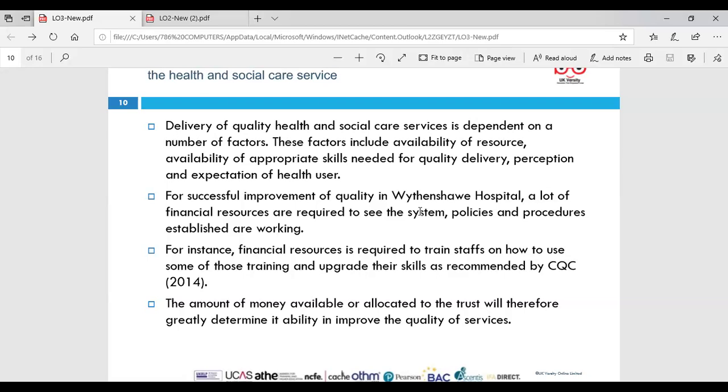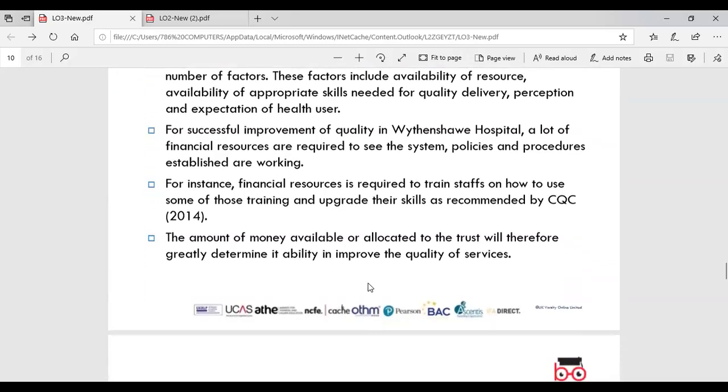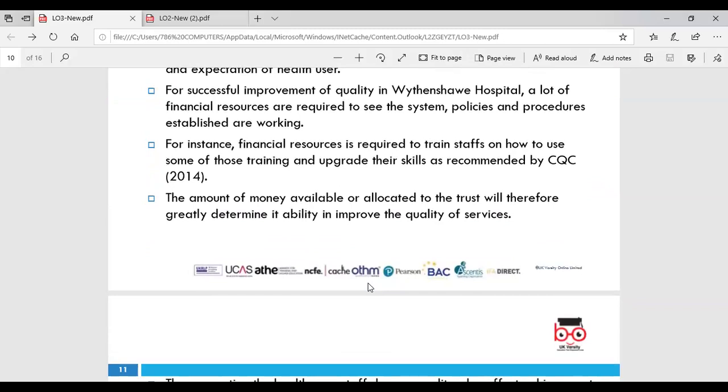These are some of the factors that influence quality. So for successful improvement of quality, the hospital used a lot of financial resources, and policies and procedures established were then assessed. For instance, financial resources, according to the hospital, are required to train the staff and upgrade their skills. This was a recommendation by CQC. The amount of money available or allocated to the trust will therefore greatly determine the ability to improve the quality of services.